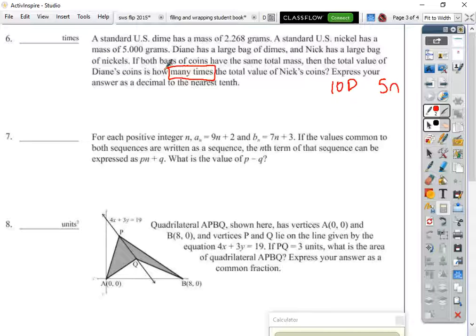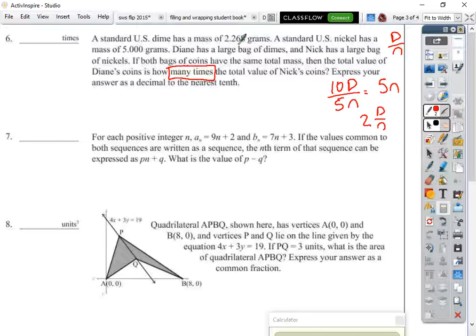So we know that the how many times is going to be the number of dimes divided by the number of nickels. So let's go ahead and make the ratio of 10D over 5N, which is equal to 2 times D over N. So in other words, she's going to end up essentially with twice the value, but we'll get to that in a second.